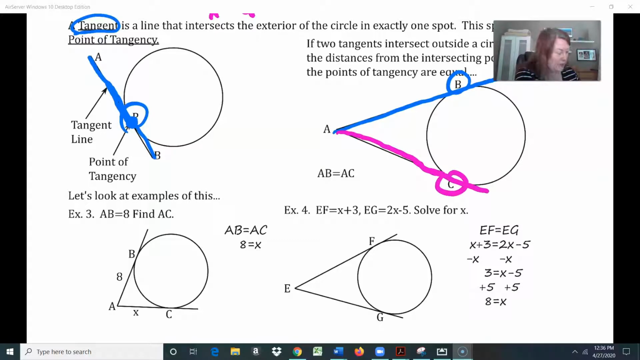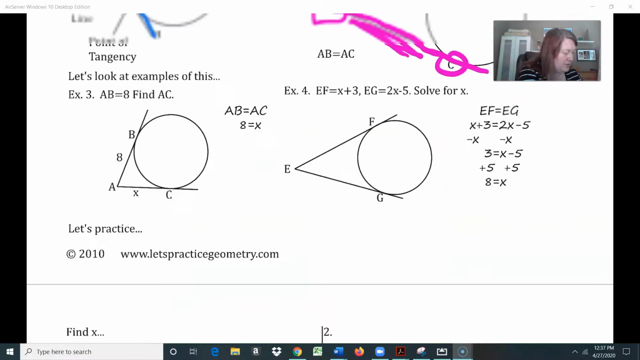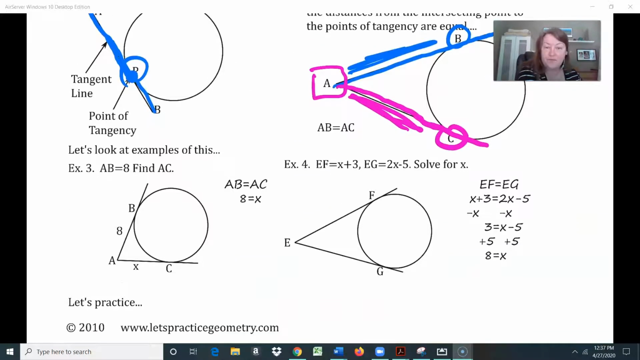Okay, so the key point is they have to connect at a point on the outside, which they should if you take them far enough. And if that's true, then the blue distance, this blue measurement that goes from here to here, has to be equal to this pink measurement over here. So they wrote it as AB equals AC.